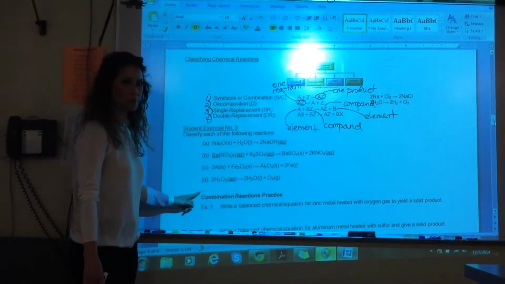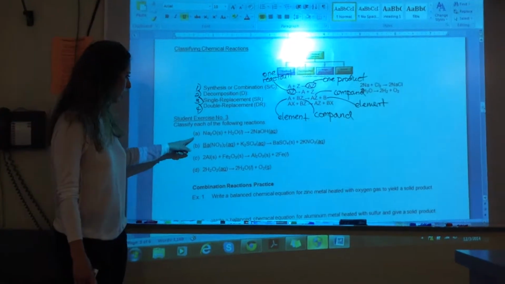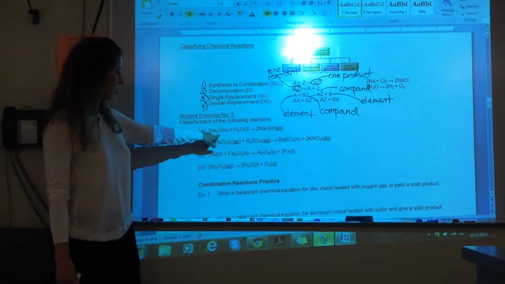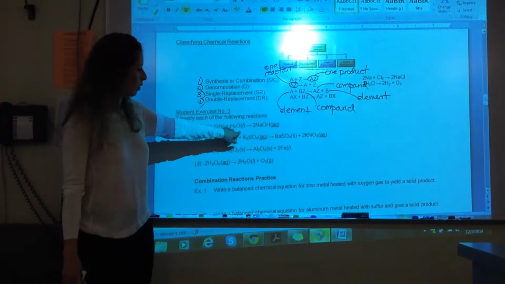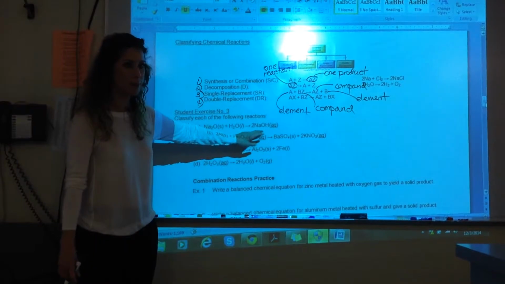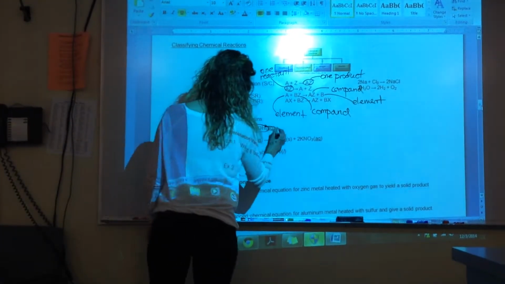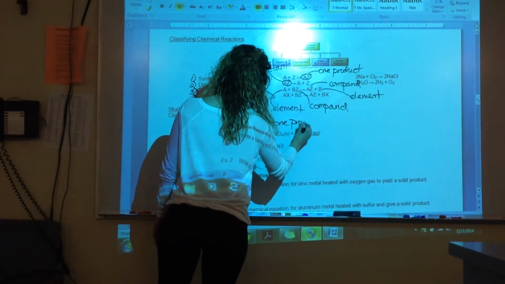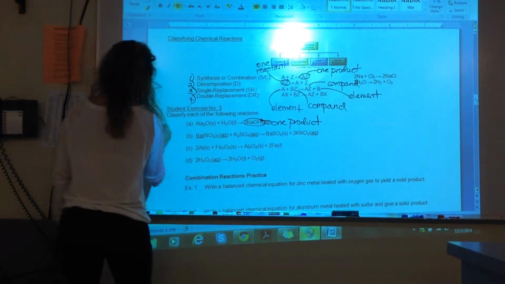Let's do a practice problem. Student exercise number 3. Classify the following reactions. Sodium oxide reacts with water to make sodium hydroxide. I have one product. Combination, or synthesis.